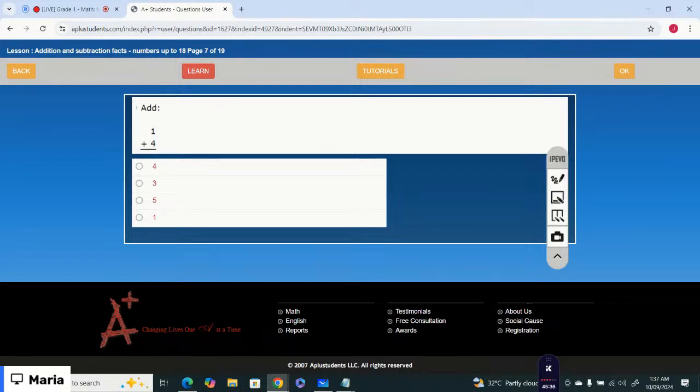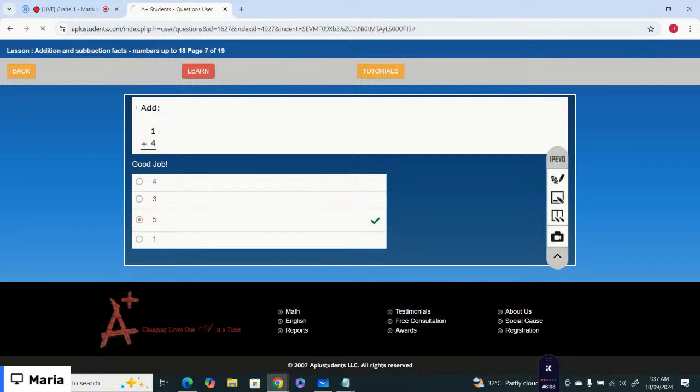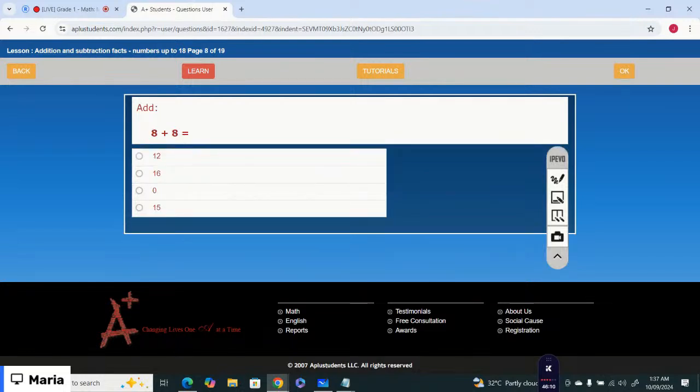The next one is 1 plus 4. So, which is the correct option? That is 4 plus 1 equals 5. The correct option is 5. The next one is 8 plus 8. So, which is the correct option?